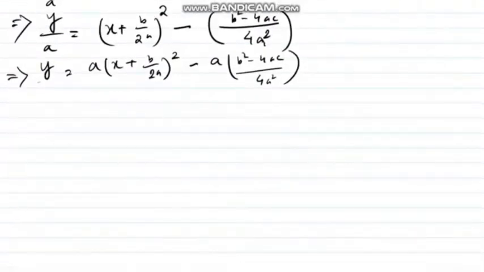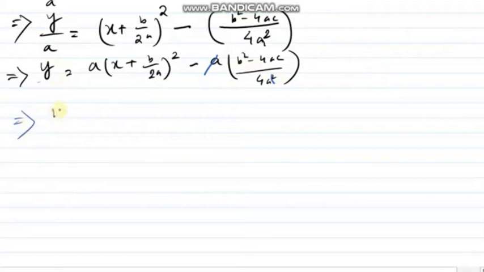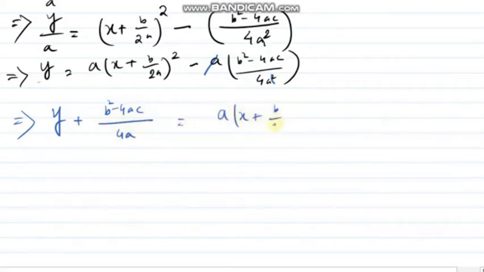So if I cancel out this a now, it will become 4a, right? And if I take this term over this side, we can write y plus (b square minus 4ac) divided by 4a equals a into (x plus b by 2a) whole square. So this is the concept of quadratic function.